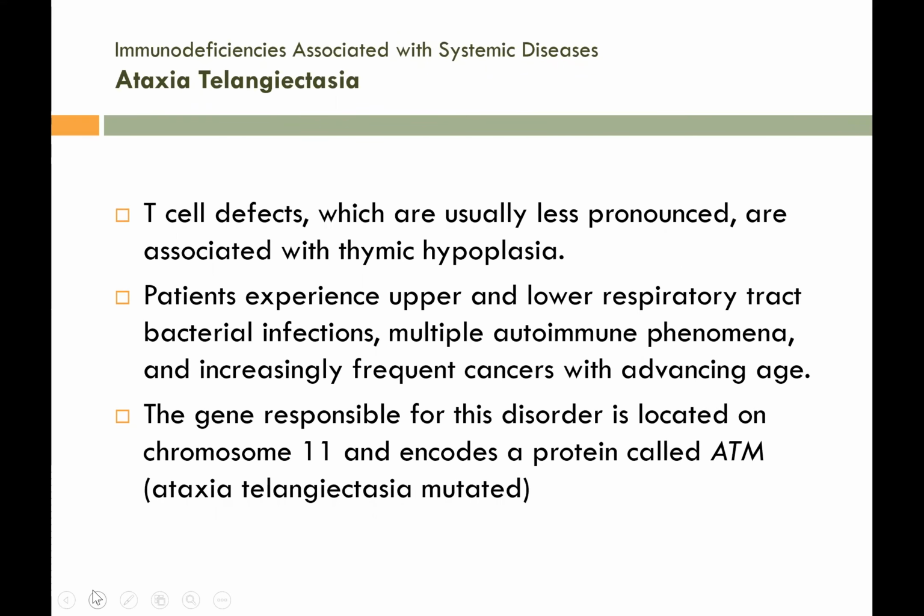So the T cell defects are usually less pronounced, and it is associated with thymic hypoplasia. So again, the ataxia begins with an A, and the gene here is on chromosome 11, which encodes for a protein which we call ATM.